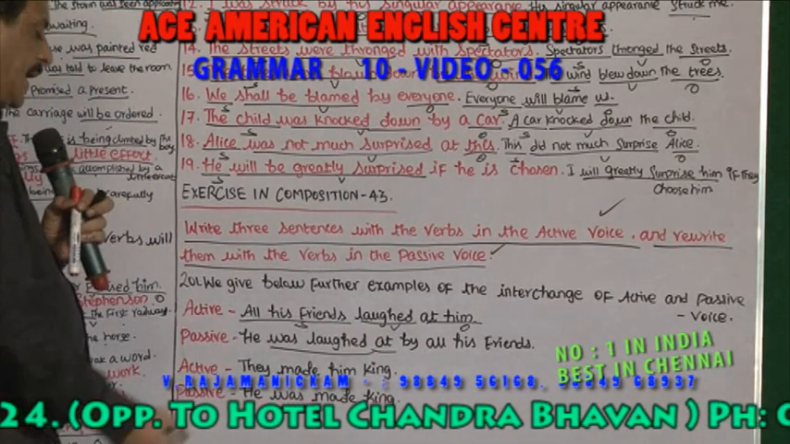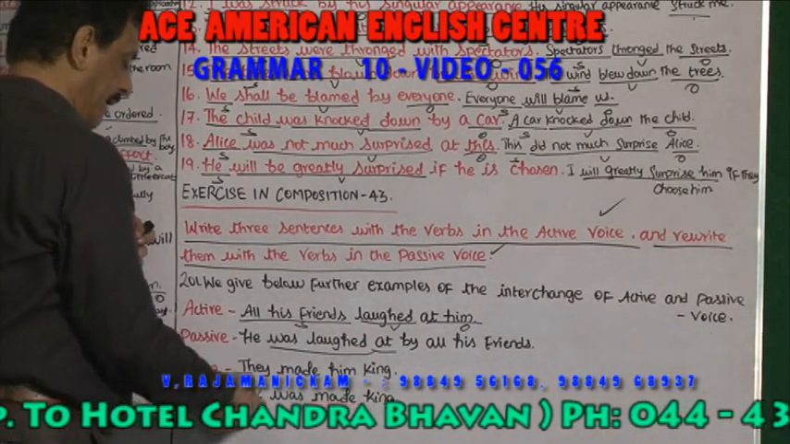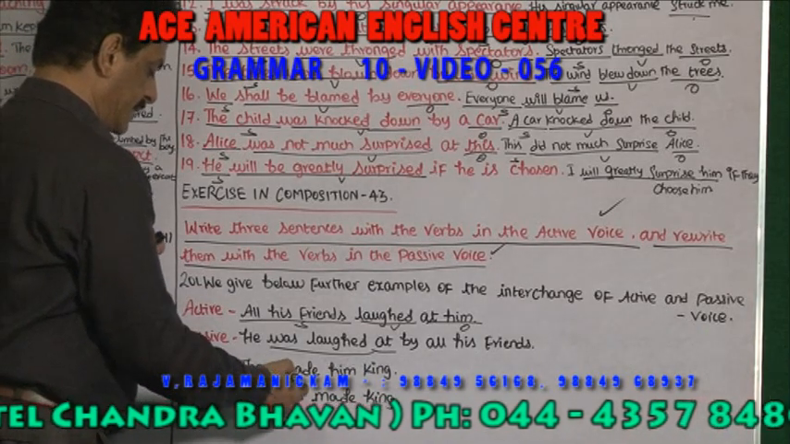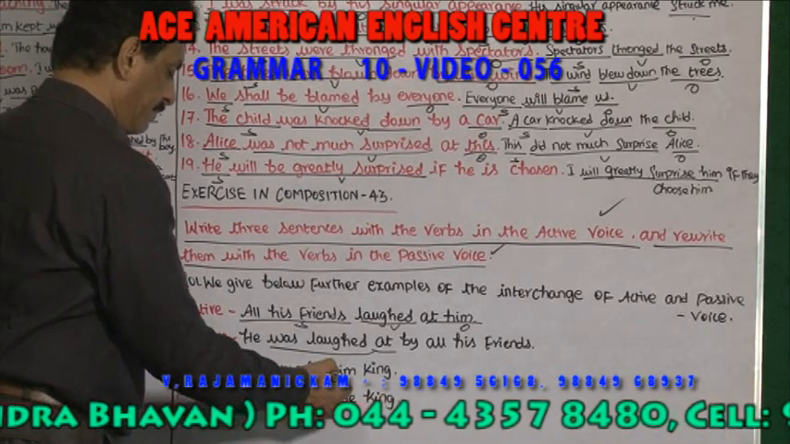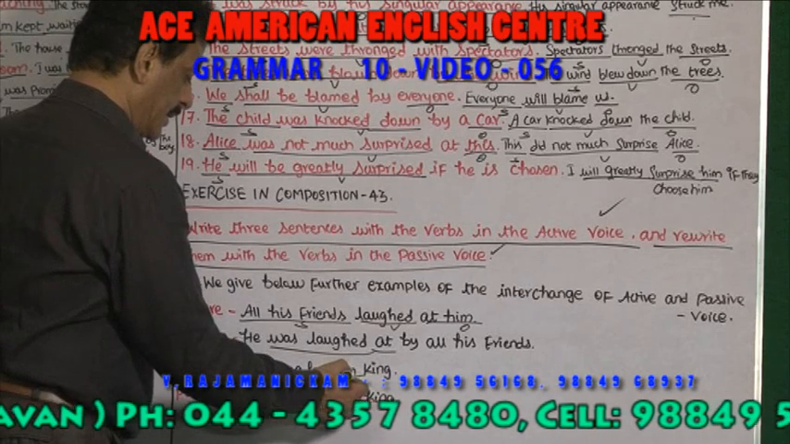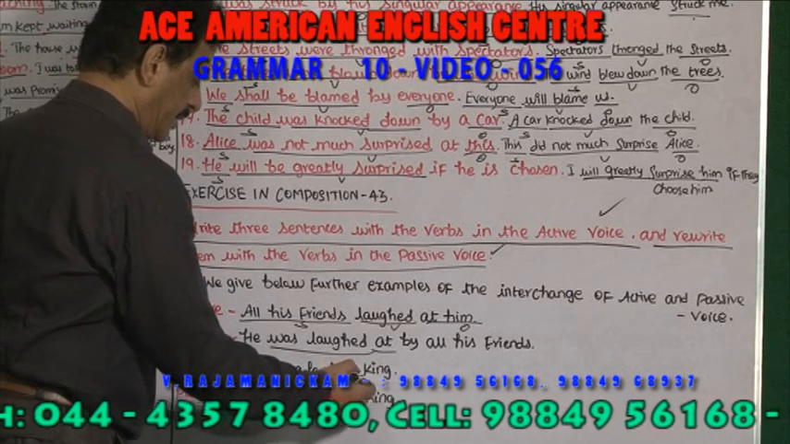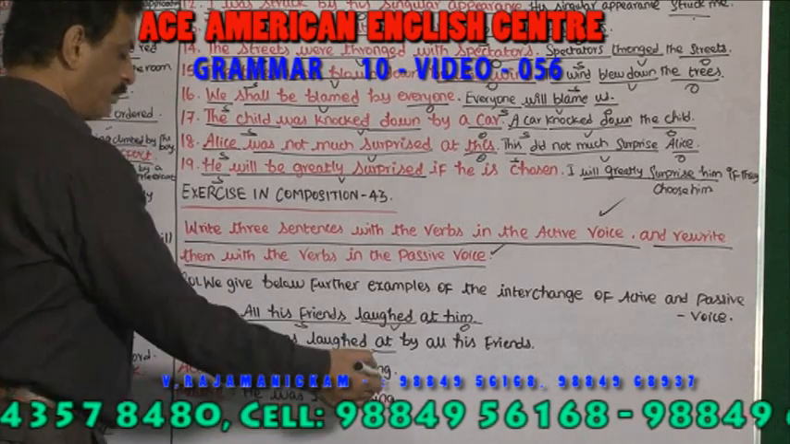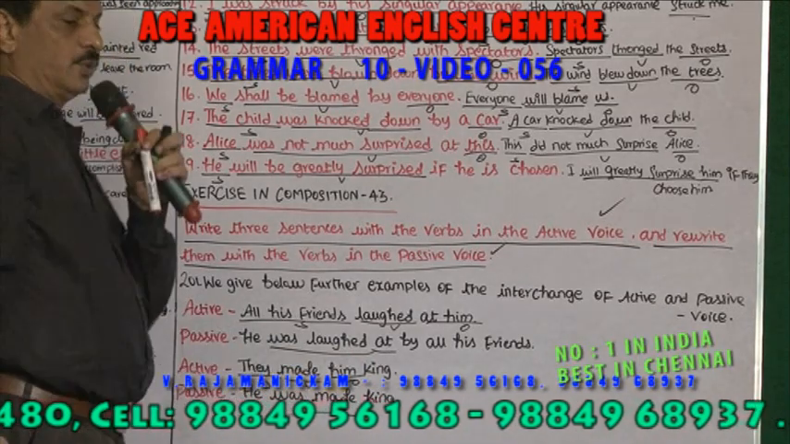They made him king. They is the subject, made is the verb, him becomes the indirect object, and king is the complement. So he was made king. So made changes into was made.